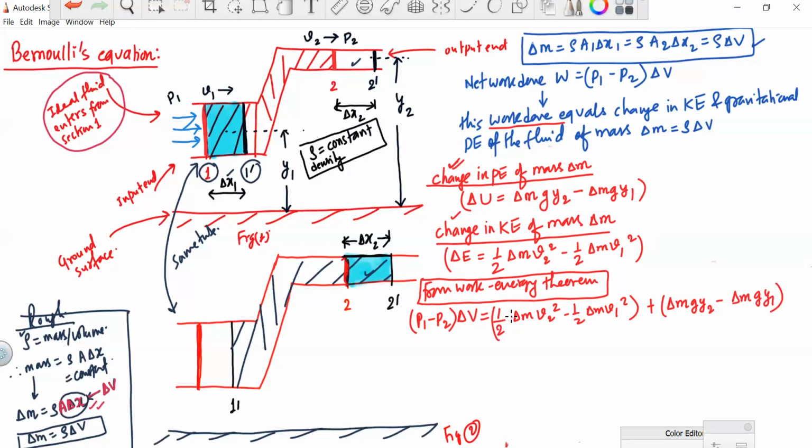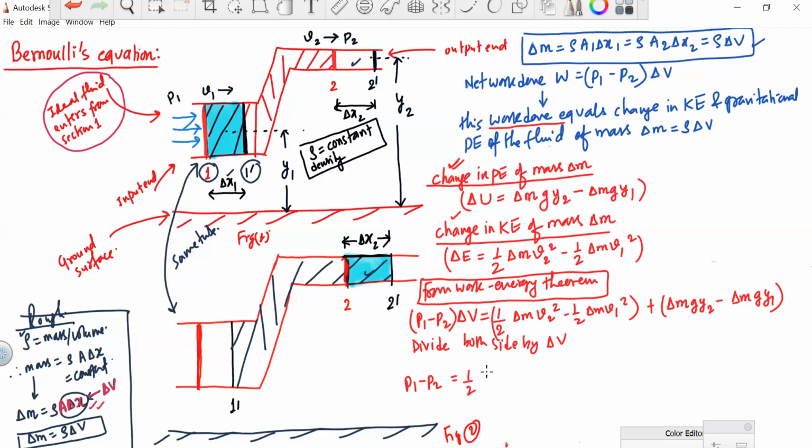Now let us divide both sides by delta V. So we get P1 minus P2 at left hand side, clear, we get this, and we have this.